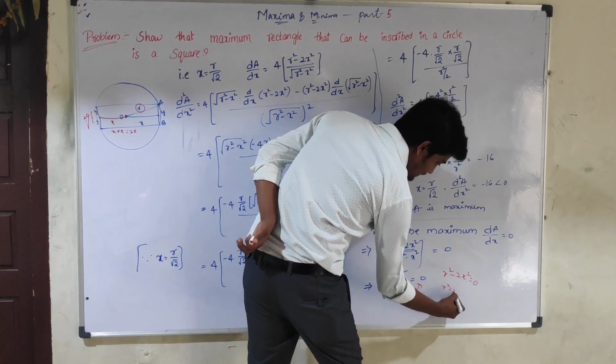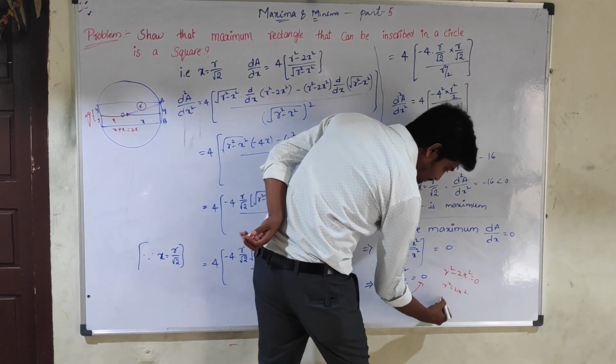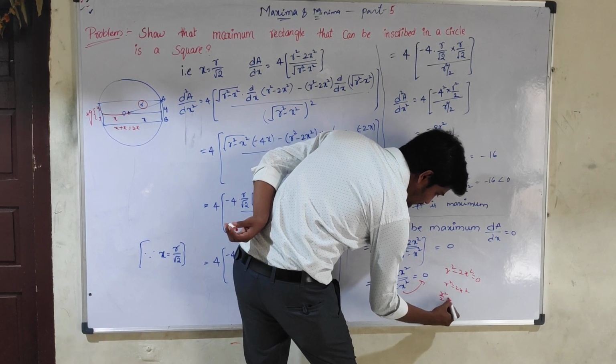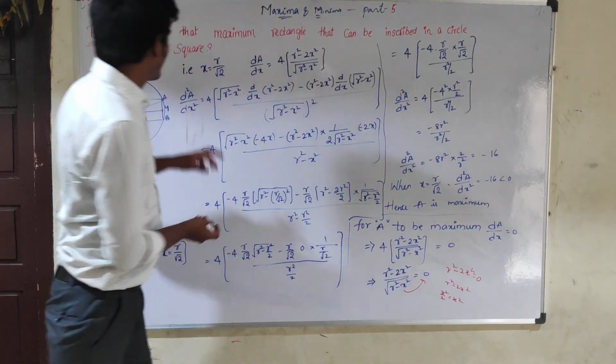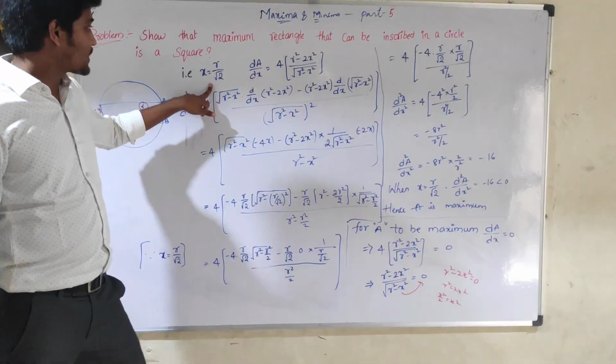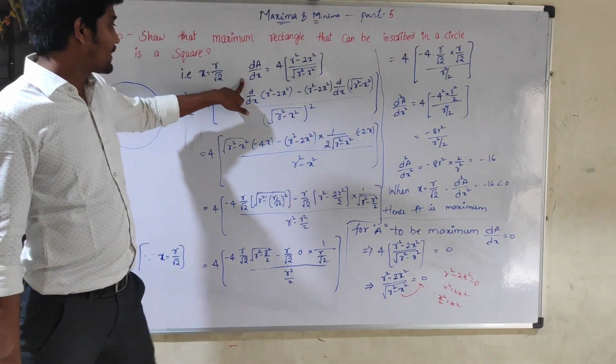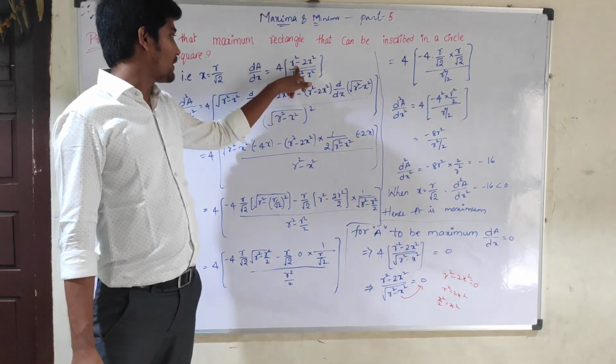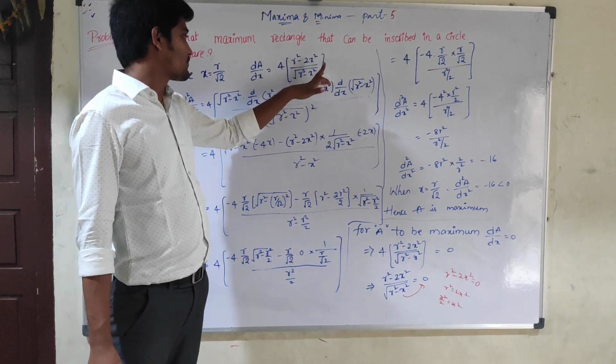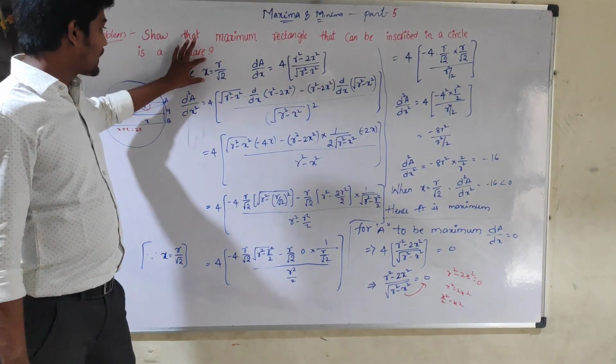Then r square is equal to 2x square. So r square by 2 equals x square. Then we get x is equal to r by under root of 2. Then dA by dx is equal to 4 into under root of r square minus 2x square by under root of r square minus x square. So here we got the x value.